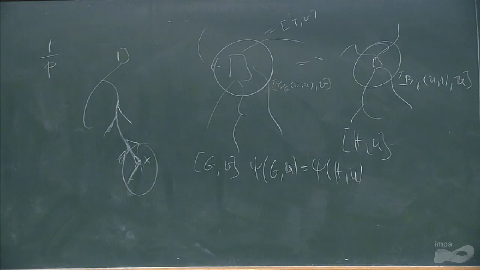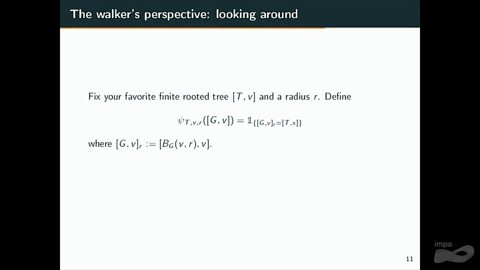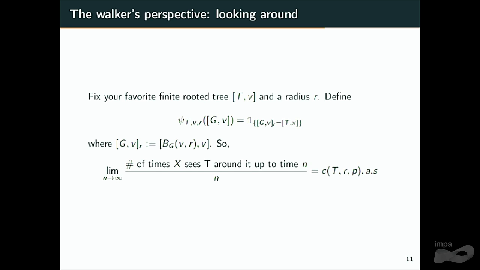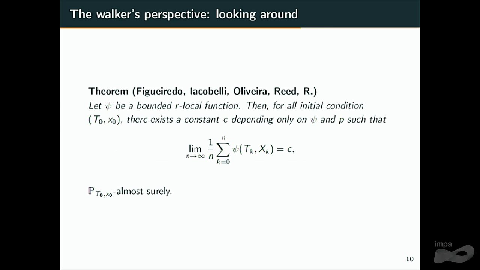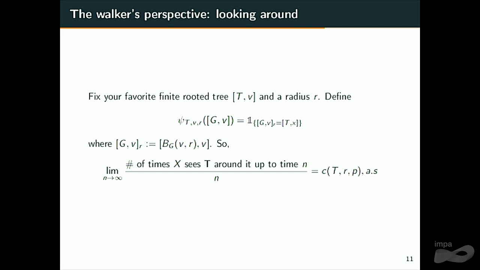Okay? So of course this is a local function and this is bounded. So we are on the hypothesis of our theorem. If you plug this function on this sum here, what you have is that we are counting how many times the walker sees this particular tree. And our theorem is telling us that the proportion of time x sees t around it converges to some constant that depends only on the tree and on the parameter p.